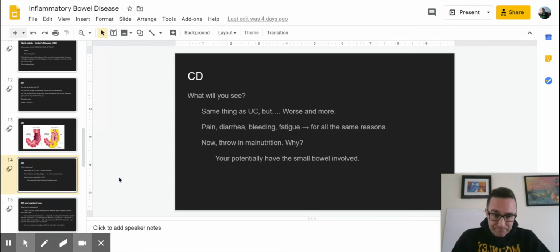And why? Because your small intestine can be involved. It could be the duodenum. It could be the jejunum. It could be the ileum. Heck, your stomach could be involved. That might not bother you as much from an absorption standpoint, but certainly could bother you from a digestion and breakdown of foodstuff standpoint.